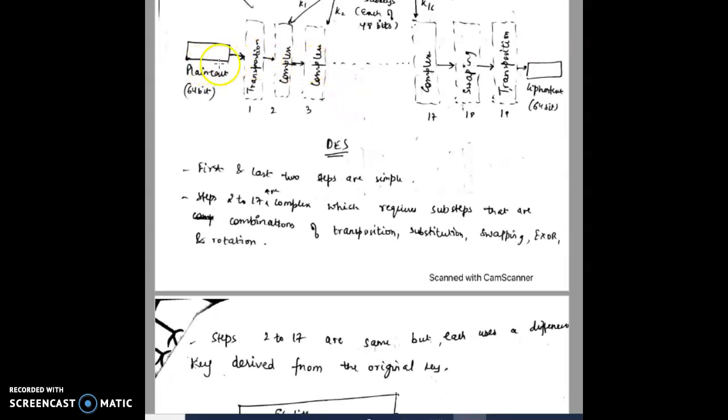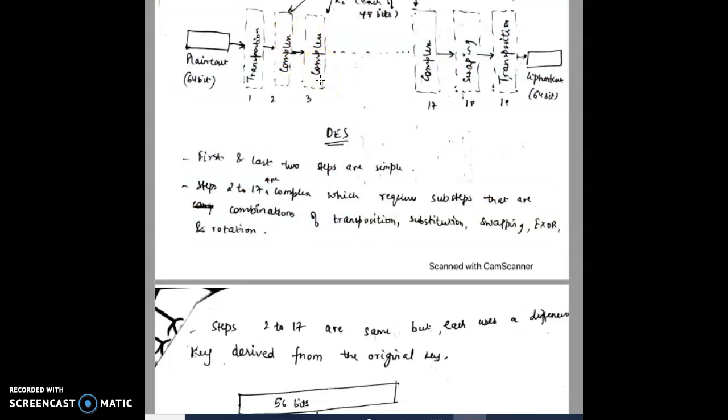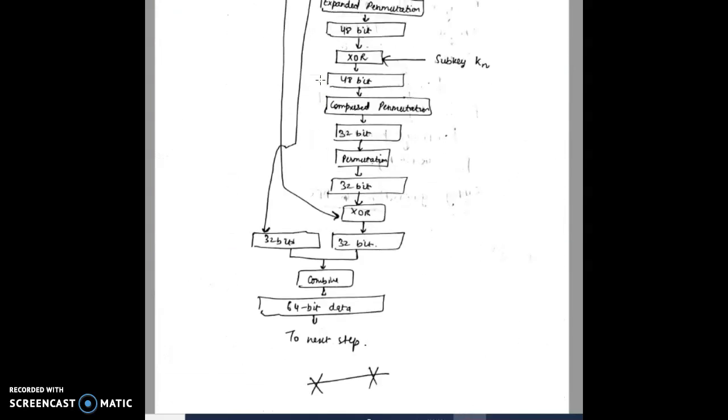This is the input for the first stage, plain text. You apply the transposition. The output of this first stage is put as the input for this second stage. You will perform the first complex procedure, which we will shortly discuss. The output of this complex procedure will be the input for the third. That means it is iterative. The output of the previous is used as input to the next, right?